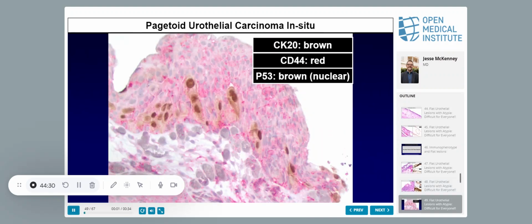We don't do this, but some people do these combined dual chromogen. So this is all 3 stains on one slide. It's pretty, but it's a little bit of overkill in my opinion. So CK20 is brown. So this is a pagetoid CIS, right? So there's cytoplasmic staining in the CIS cells. CD44 is red, so the benign reactive is all red. And then they did P53, which I'll get to in a minute. But this one had diffuse nuclear p53 staining, so it had all three.